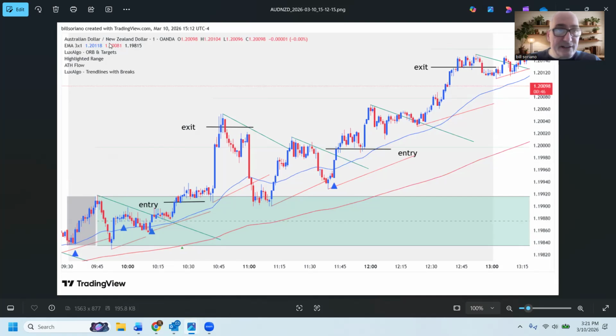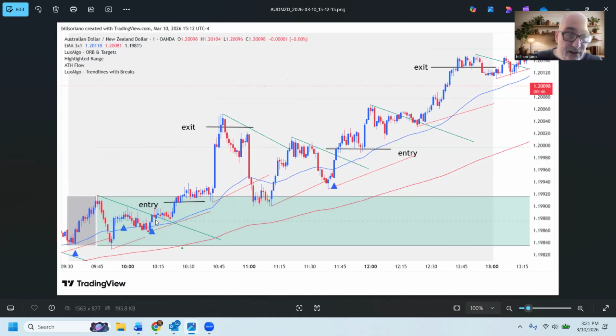This is AUDNZD. I actually took this trade twice today. You see your ATH indicator come out right here. We can also see the first two moving averages. You can't see the third one, but it's down below here. So this is the 55, the 233, and then the 987 is down below. They're aligned bullish, and they're also aligned like that on the 1 hour. Okay, so your entry is right here.